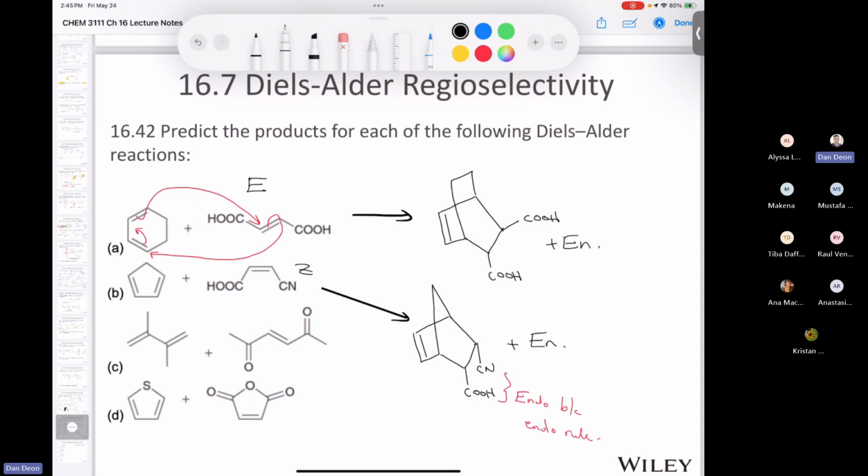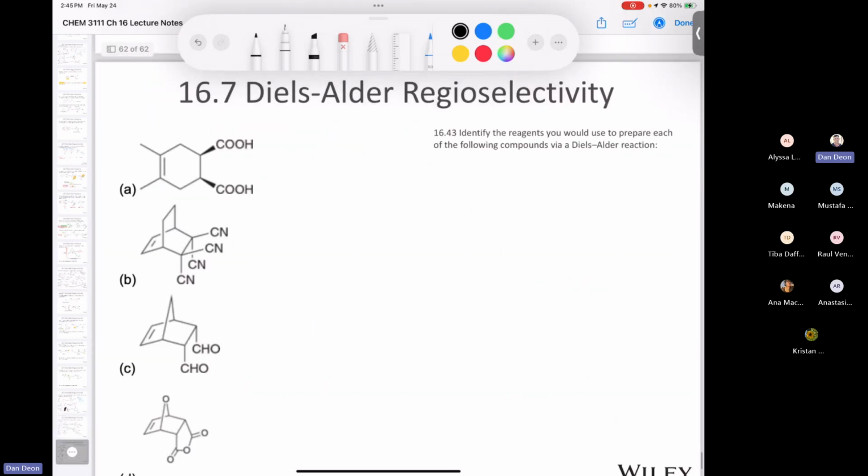So the last two, I want you to try those on your own. So make sure you try these. And the last one, this is a classic. You can see I stuck the question up here. It says, identify the reagents that you would need to prepare each of the following by a Diels-Alder. This is a real classic from the ACS, MCAT, DAT exam.